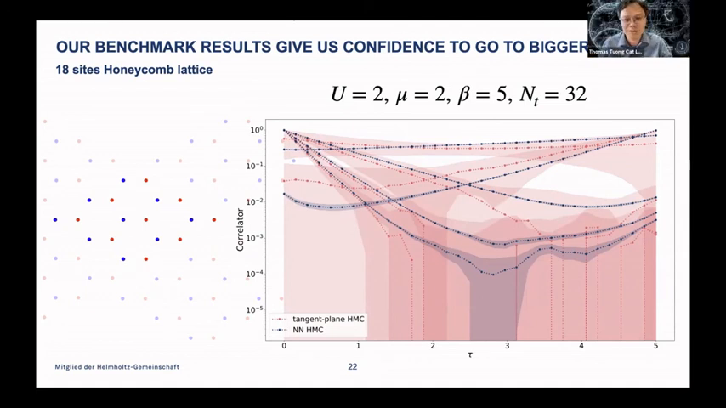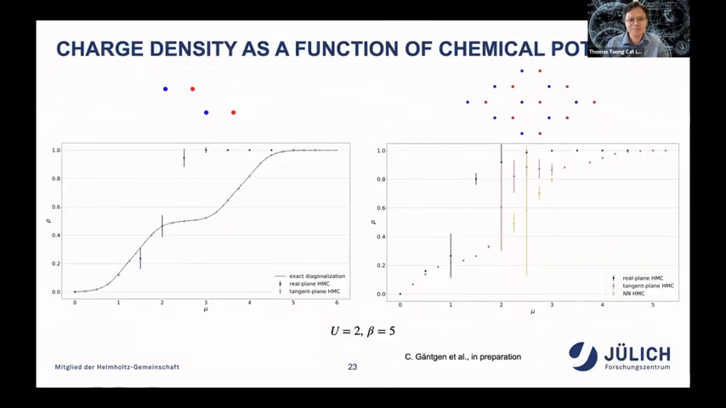Thank you very much. So finally, what we have is an example for an 18-site honeycomb lattice. In this case, the tangent plane, which is blue, does very well with regard to the uncertainties, whereas the real plane has failed because the uncertainties are extremely large. In this case, the system is so large we cannot actually calculate exact results. So the results we have here represent predictions for the 18-site honeycomb lattice. We've also calculated other observables like the charge density as a function of chemical potential.